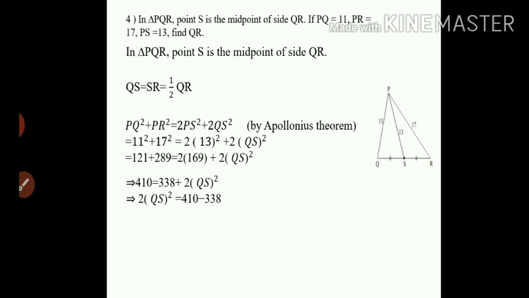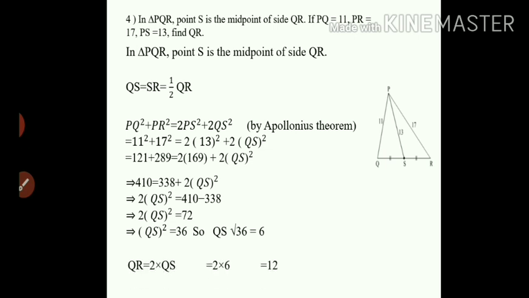So I will change the side. 2 QS square I will take on left hand side, which is equal to 410 minus 338. So this comes to 72. Now 72 divided by 2 will be 36. So QS square is 36. Means by taking square root, QS is 6.